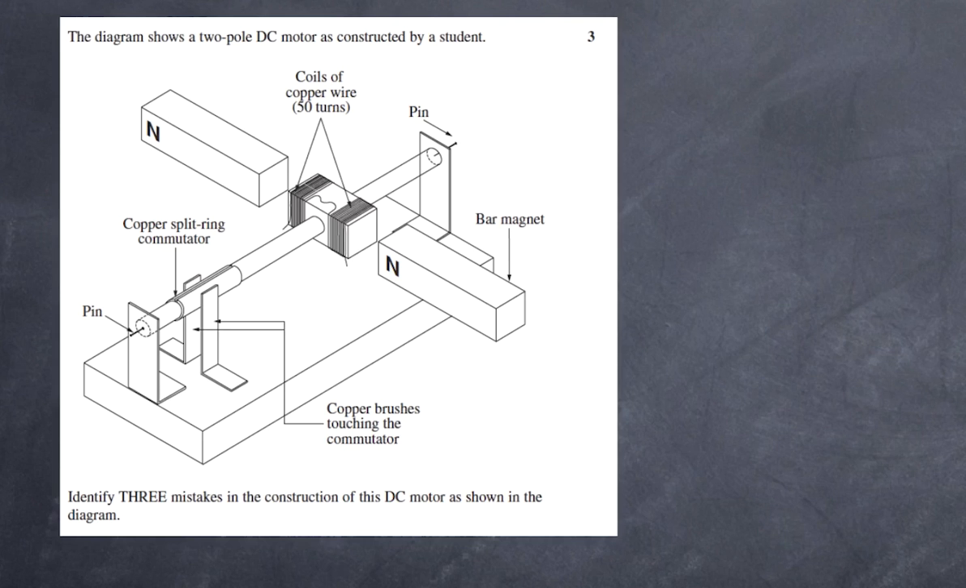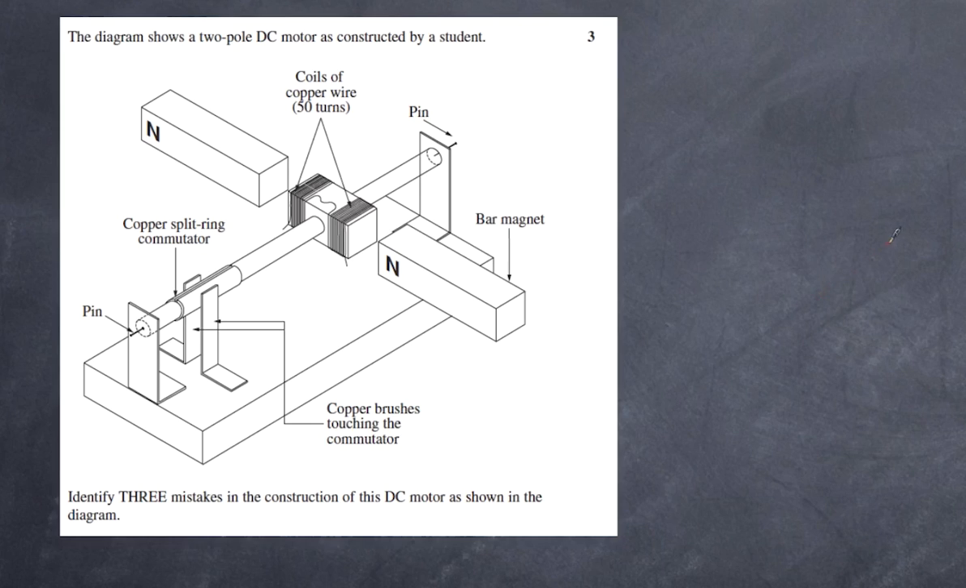And our final question is not a multiple choice. In this question, what we have here is a model of a motor that a student designed, and you have to identify 3 mistakes that the student made in designing this. Pause now, see if you can identify the 3 mistakes. So what are the 3 mistakes?